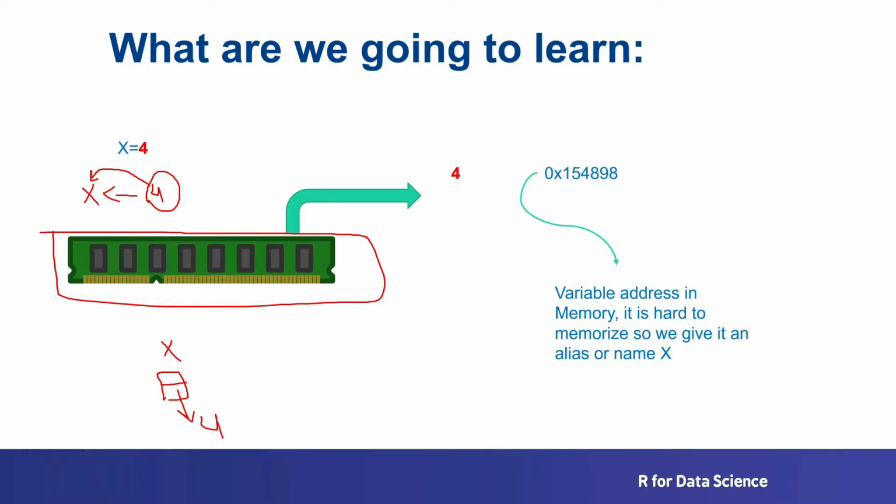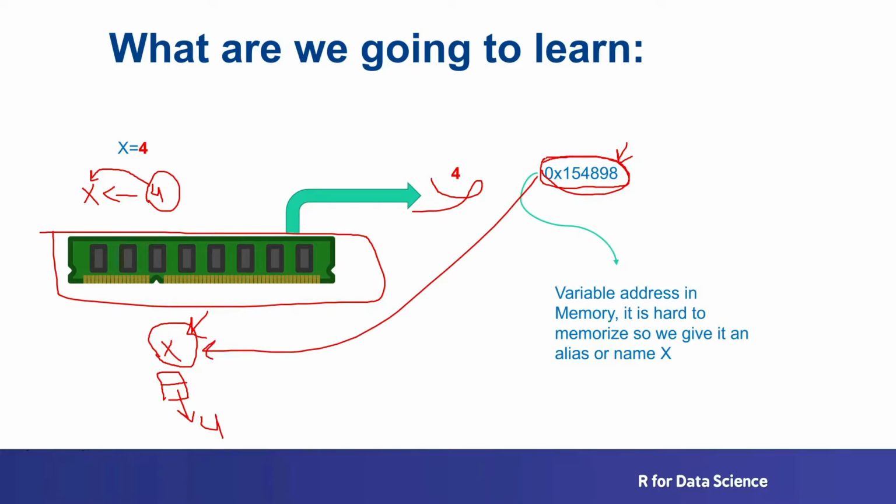Now, for me as a human, inside RStudio we know that x is the variable, but if you go inside your PC and inside your memory, this x is actually a hexadecimal number. But because we humans cannot memorize this hexadecimal number, you're basically giving an alias for it and calling it x. So it's a variable address.